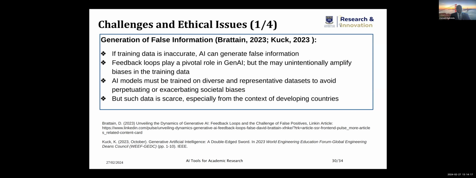And then the feedback loops that are used in generative AI are good for its performance, but they may intentionally amplify biases in training data. So usually there is a need to train these models on diverse and representative data sets to avoid perpetuating those biases and fake data. But such data is scarce, especially from the context of developing countries. So when you use these tools, you must know that they are capable of generating false information that will really look like it is on point, but it's wrong.